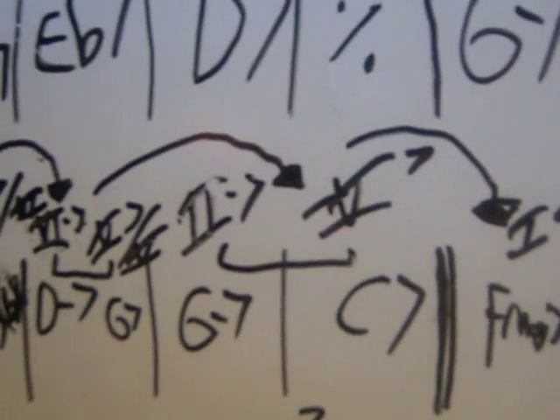The G7 is your parallel chord to your G minor 7. The G7 right here is your secondary dominant to this. Right here is your 2 minor 7 to 5/7. That's another good cadence. The 2/5/1 is right there, going back to the F major 7.